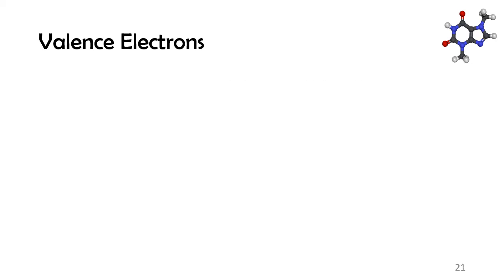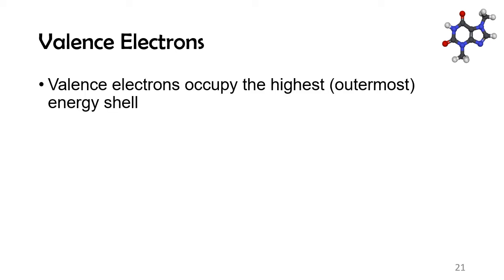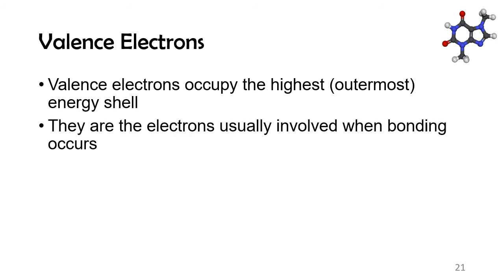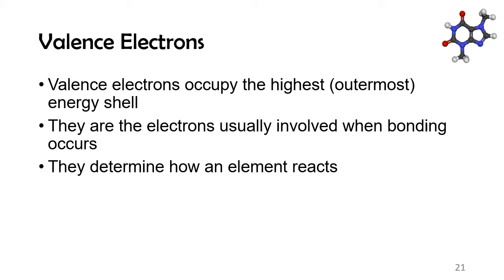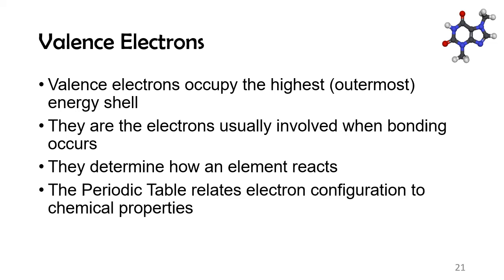Valence electrons are responsible for many of the chemical and physical properties that are unique to each element in the periodic table. Valence electrons have the following properties. They occupy the highest energy shell. They are the electrons usually involved when bonding occurs. They determine how an element reacts. And the periodic table relates electron configuration to chemical properties.